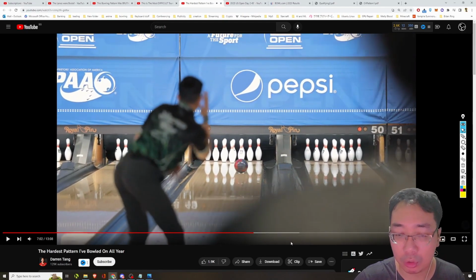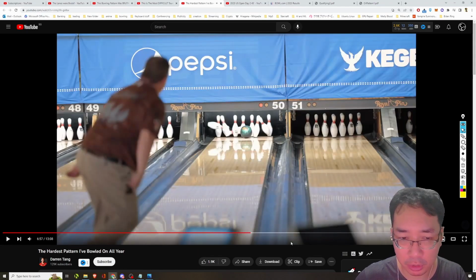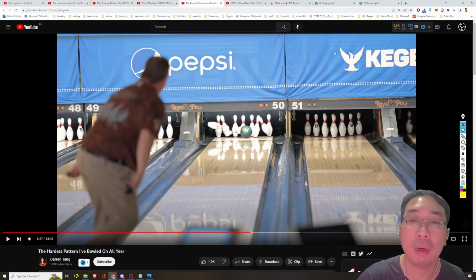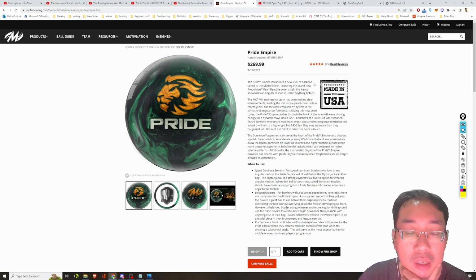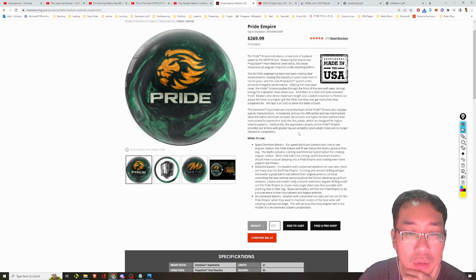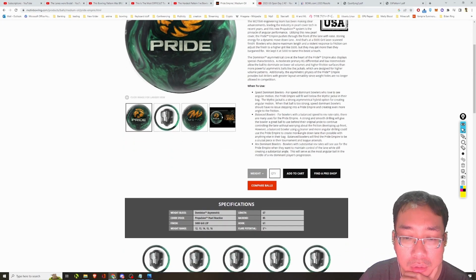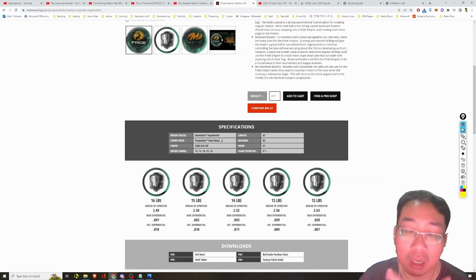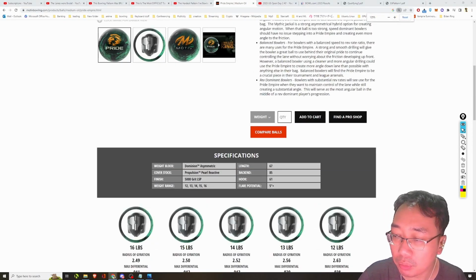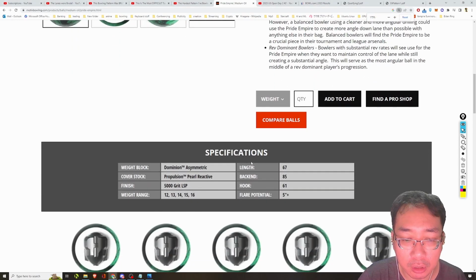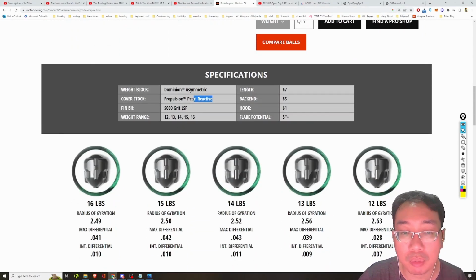Yep, so maybe backtrack a little bit. Tom Smallwood here is a Motiv staffer and he's using a Motiv Pride. If I remember correctly, let's check out Motiv Pride. Yep, he's using a Motiv Pride Empire actually, one of the newer Motiv Pride balls. The Pride Empire is actually an asymmetric ball, as you can see here, asymmetric with pearl. So it's a pearl ball as well.